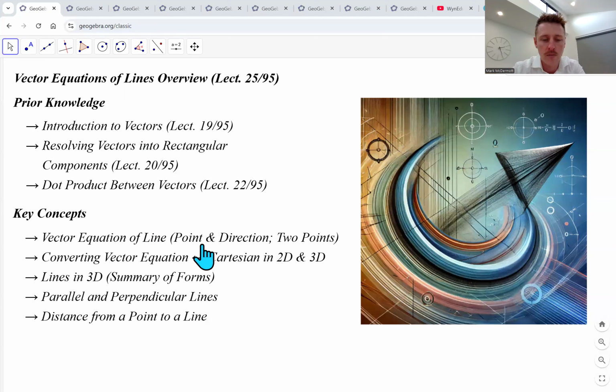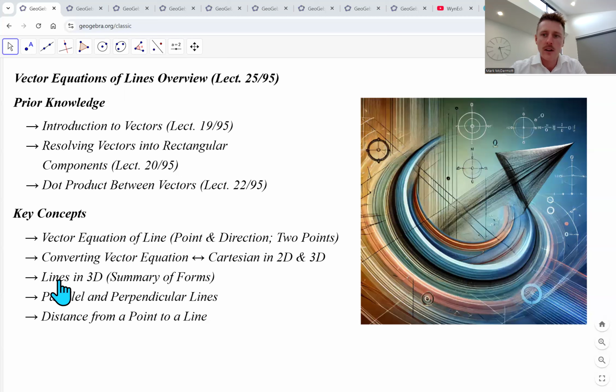So you can do that in two ways. Through what's called a point and a direction. If you get given a point and some direction, then you can define a vector equation of a line. Or if you get given 2 points, you can define a vector equation. And then we'll look at converting vector equations to Cartesian form or Cartesian equations, and looking at the reverse of that as well, going from Cartesian to vector in both 2 and 3 dimensions.